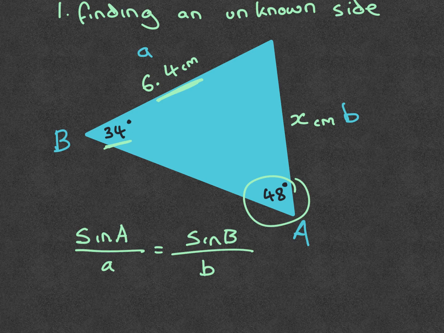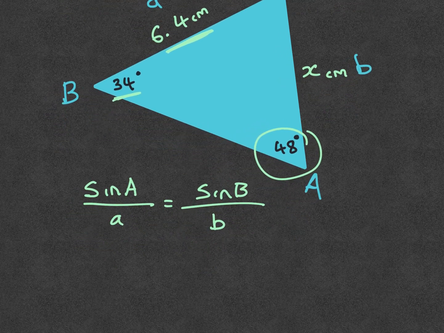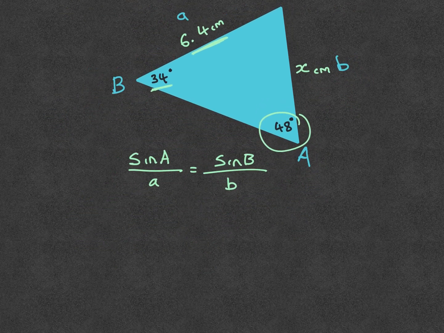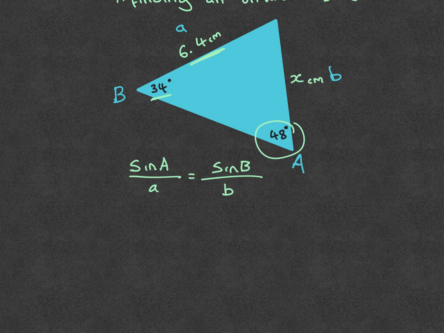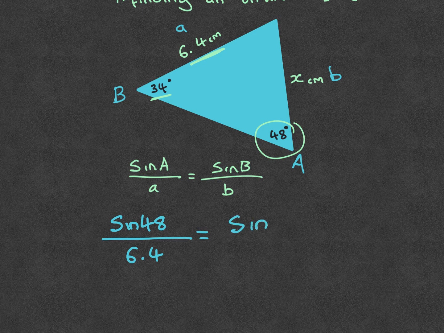Okay, so now what we can do is put this into the equation. All of the values can fit into this sine equation here. So we know capital A is 48, so what we're going to have is sine of 48 divided by a, which is 6.4, is equal to sine of 34, which is our B here, over x, which is the side that we're trying to work out.